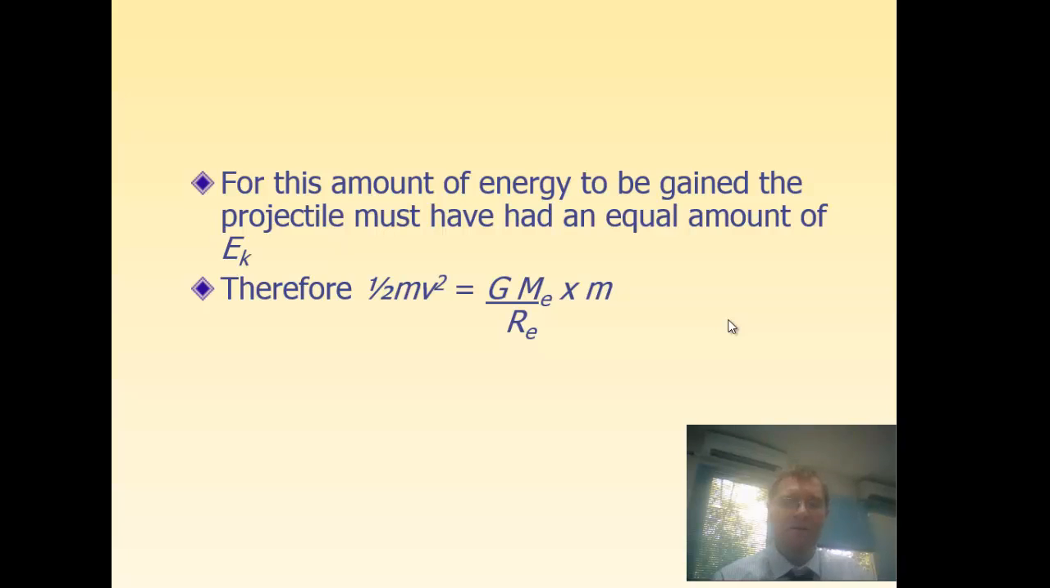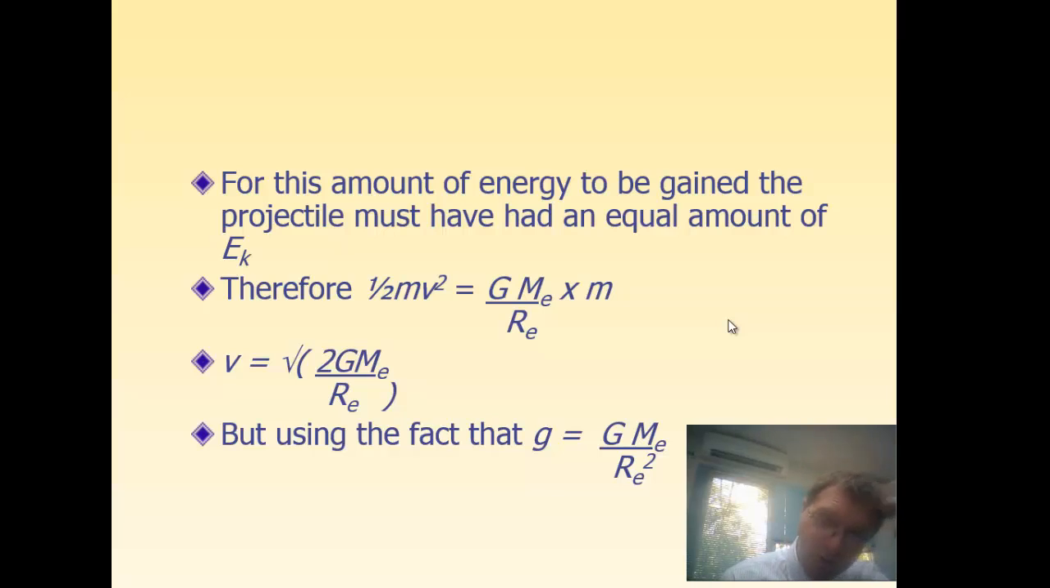So therefore half mv squared equals G times the mass of the Earth times the mass of the object divided by the radius of the Earth. We can simplify this and rearrange it to show that the escape velocity is equal to the square root of 2 times G times the mass of the Earth divided by the radius of the Earth.